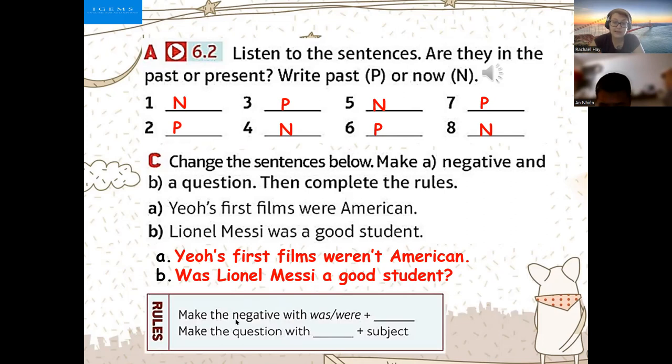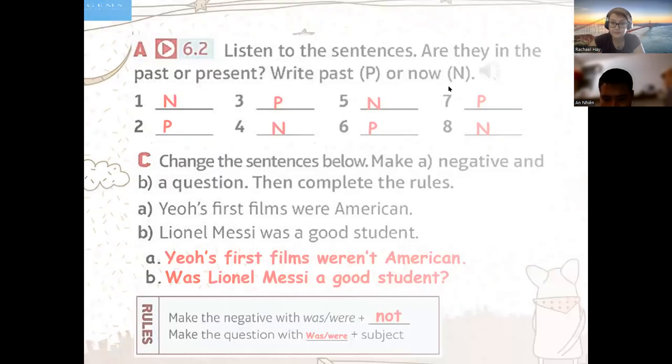Okay, so make the negative was or were plus not. So was not or were not, which will change to wasn't or weren't. Because remember, wasn't and weren't is a contraction. So it's was not, just made smaller. And then make a question with was or were plus the subject.